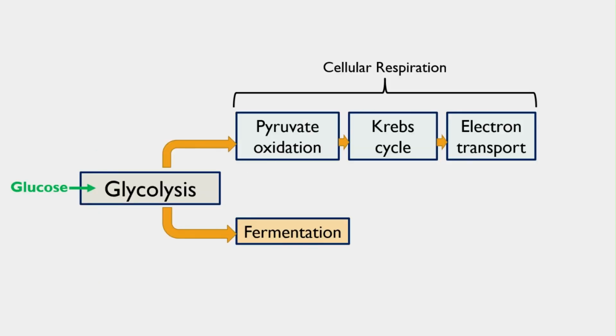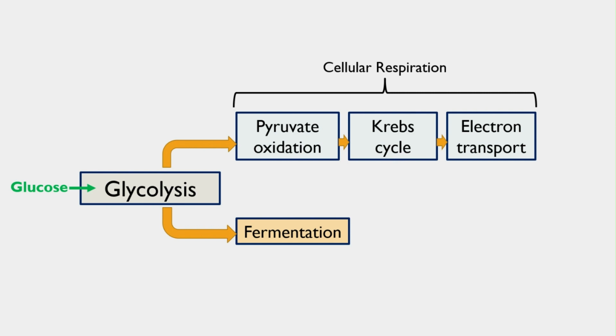We will begin our coverage of carbohydrate metabolism with glycolysis. The process of glycolysis involves the breakdown of glucose into pyruvate. And if you are keeping track of your key questions, this would be an example of catabolism.